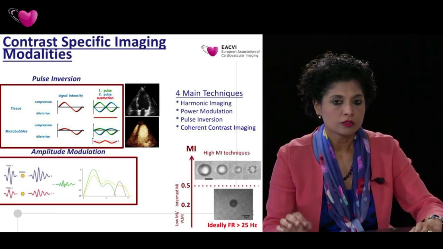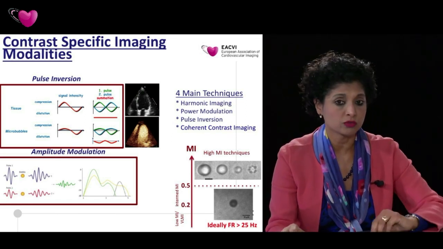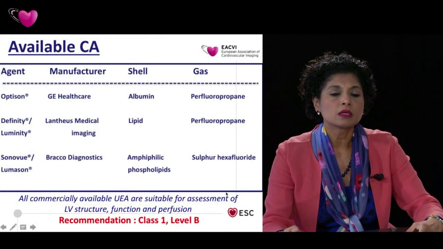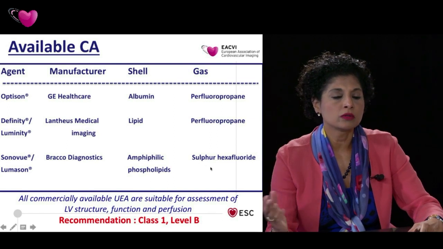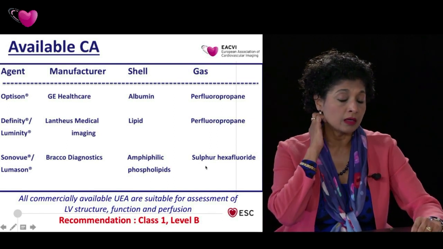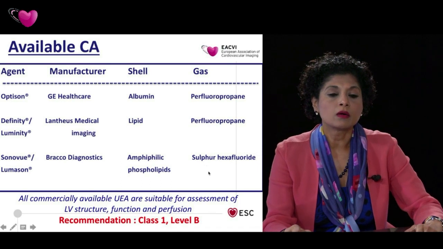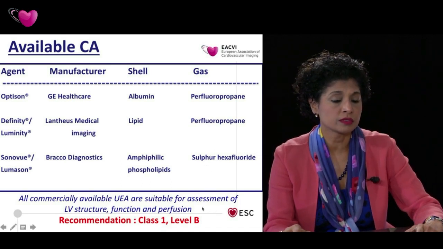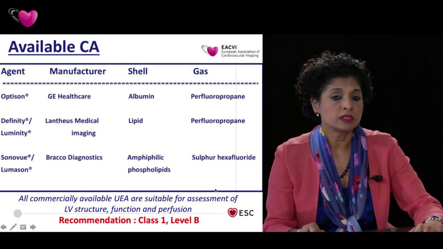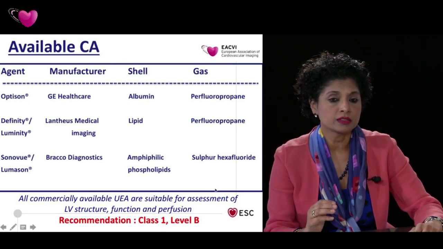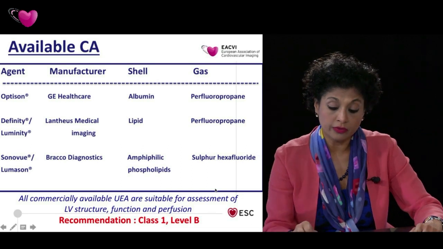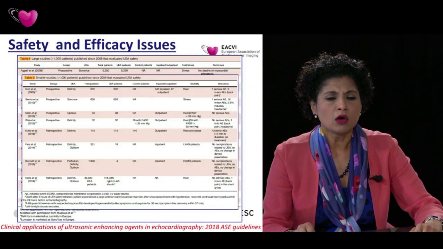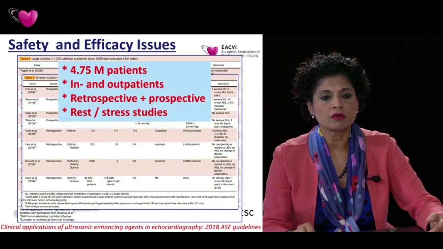Okay. Yes. So to be able to see the structure, the function, as well as then you can also look at perfusion. So here's a list of the available contrast agents in Europe. They're all second generation bubbles, and all of these are actually suitable for the assessment of LV structure, function, and perfusion. So these all pass the pulmonary circulation and are large enough, in fact, to generate strong signals which we can detect.